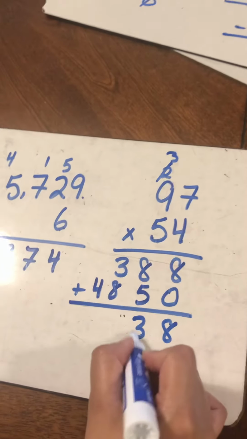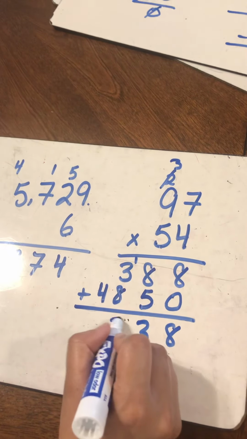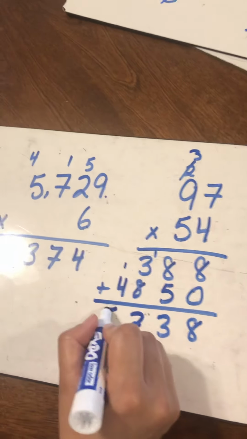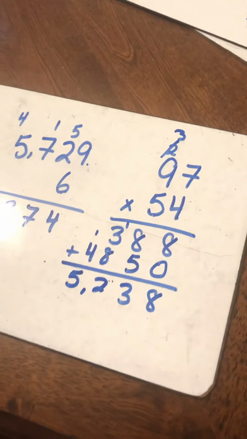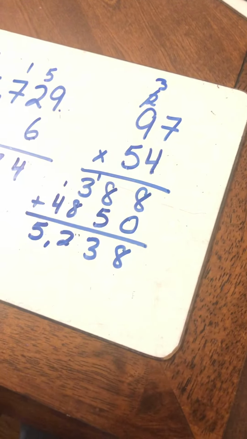And then I add these two numbers together. 8, 13. This is 4. 4 plus 8 is 12. Carry my 1 is 5. So 5,238 is my answer. Okay.